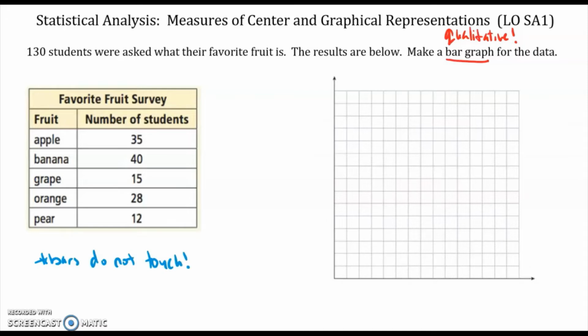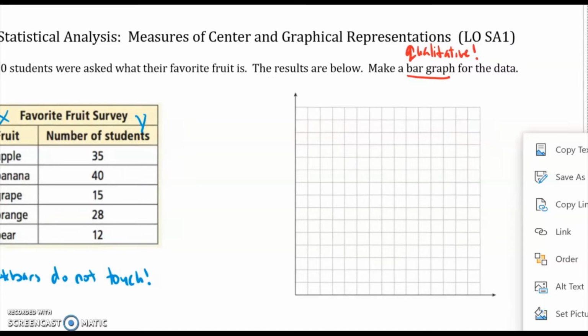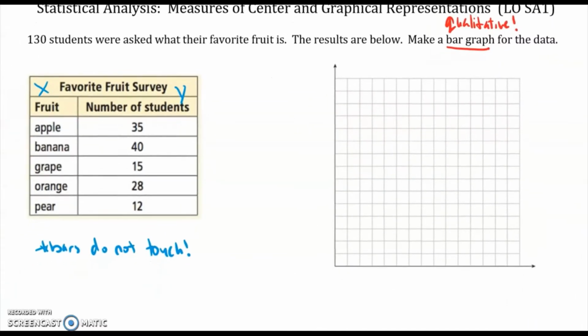Okay, so for a bar graph, our bars don't touch, and then just like before, we've got two axes. We want to say what this is representing. So we're going to put the fruit on the X, the number of students on the Y, and then we'll go from there. Oops, moving my paper around.